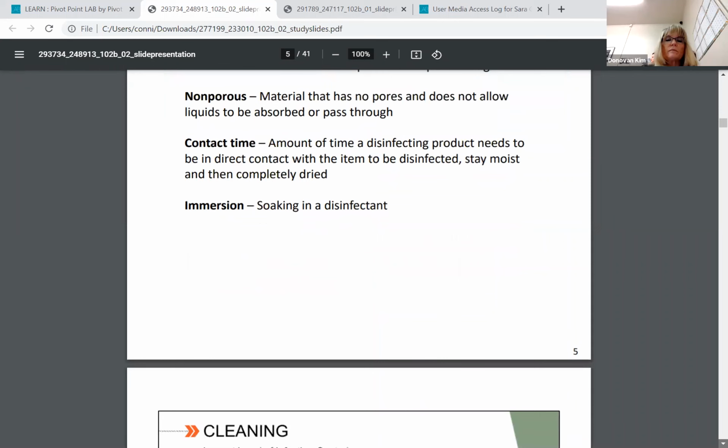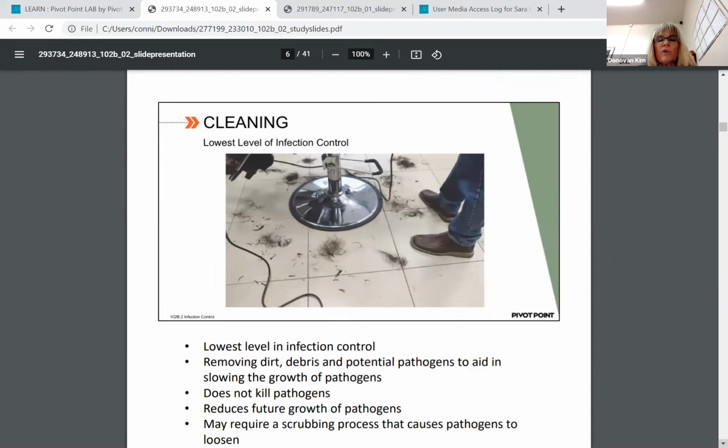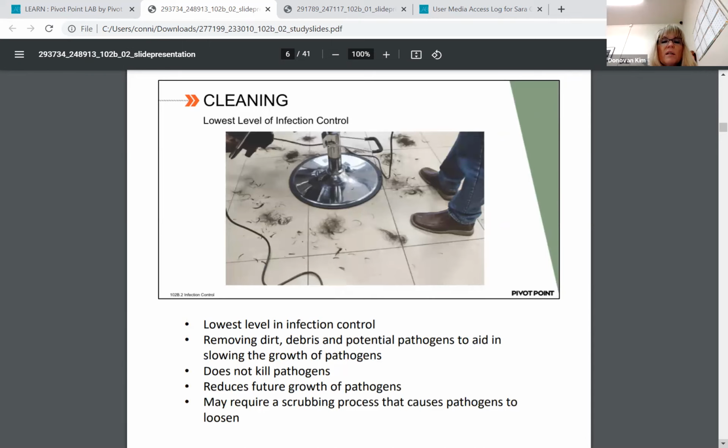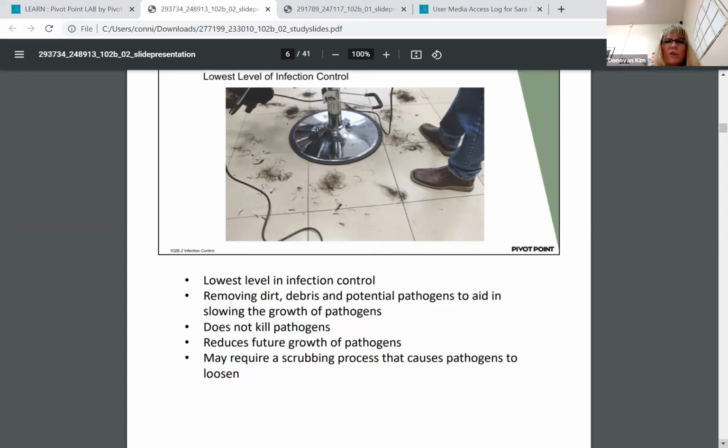All right, so cleaning removes the dirt and the debris and potential pathogens, slowing the growth of pathogens. It does not kill anything, but it could help reduce the growth, and it may require scrubbing to loosen up some of those pathogens. And it doesn't include sweeping up all the hair off their chair.